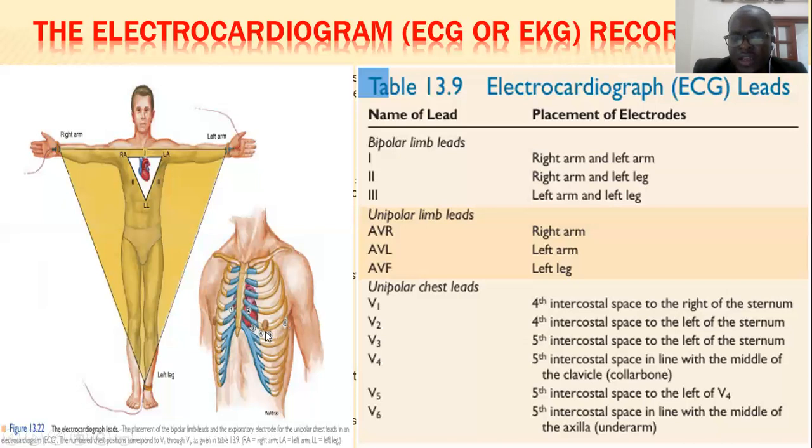So you can see that V3, 4, 5, and 6, they are within the fifth intercostal space. Then V1 and 2, fourth intercostal space. So these are looking at the heart in a horizontal plane. So you can see here mainly that V1 and V2, they are basically looking at the anterior aspect of the heart and a bit of the septum. Then these other ones, they're looking at the lateral aspect of the heart. So we'll discuss that as well.